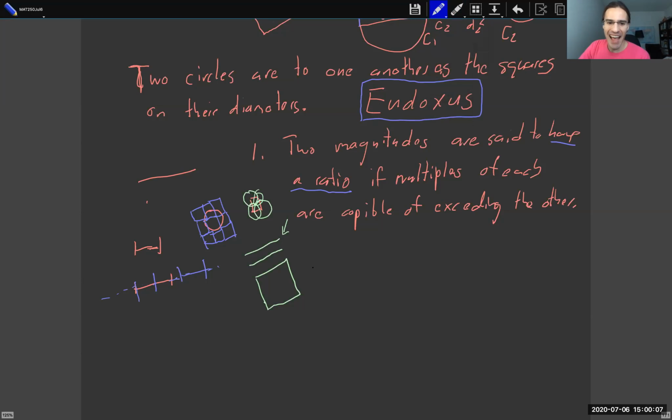Okay. And then, so this is what we have for two ratios. And then the second definition is the definition of what a ratio is, or rather what it means for two ratios to be equal. So I won't write the definition yet. I'll say the second thing is something that says when two ratios are equal.